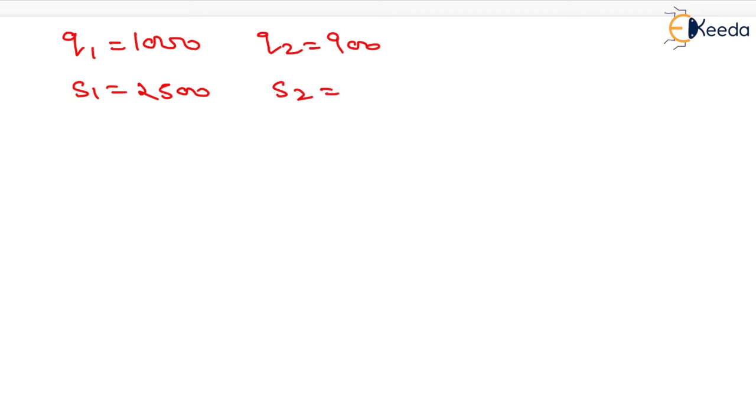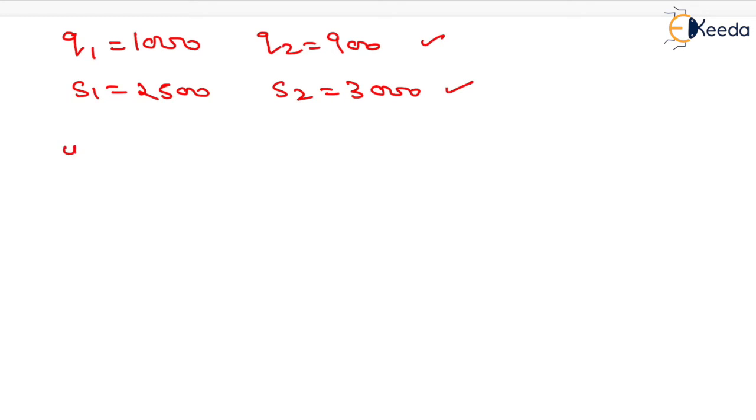We can solve this numerical by taking the value of Q1 equals 1000, Q2 equals 900, S1 equals 2500 and S2 equals 3000. That is the design flow and that is the saturation flow.